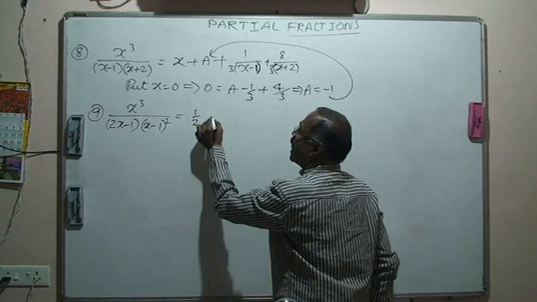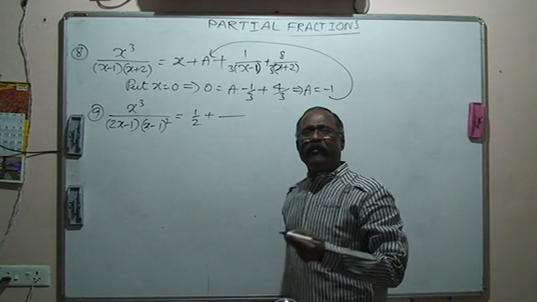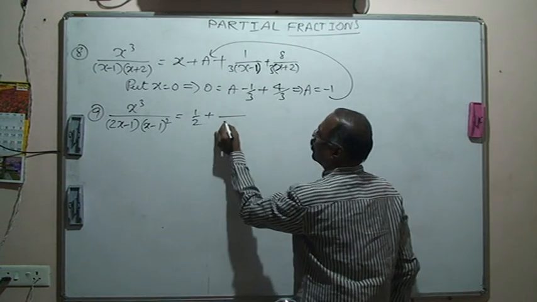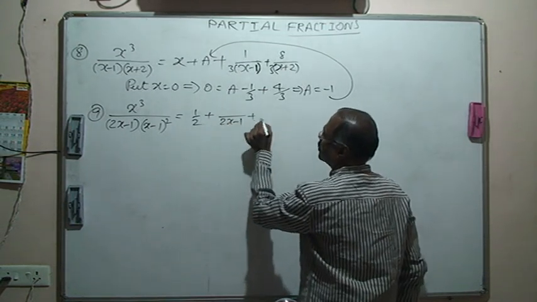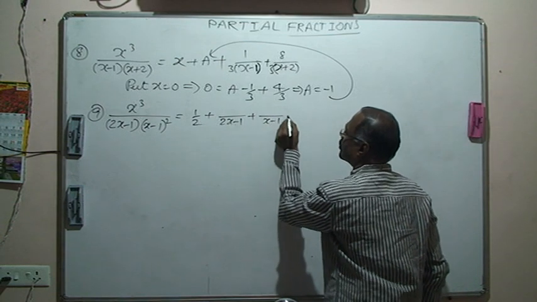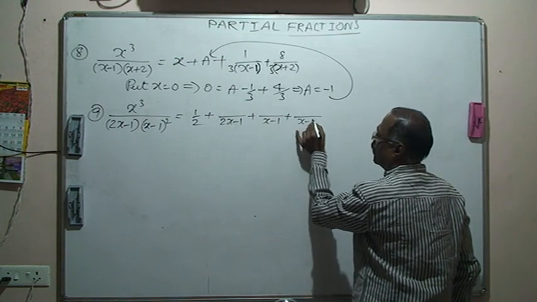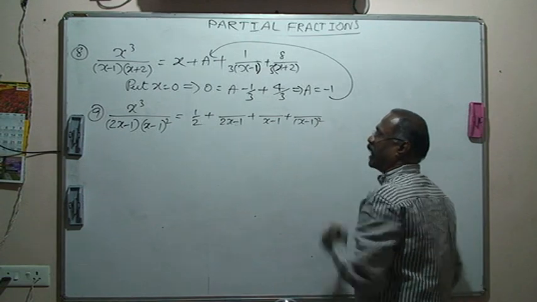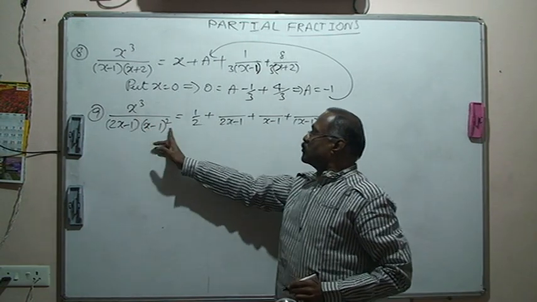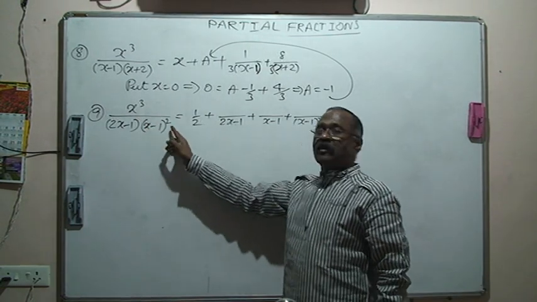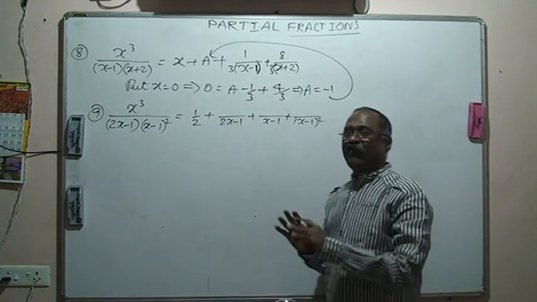That's all. Now, everywhere but not there. 2x minus 1, this is x minus 1, this is x minus 1 whole square. How many fractions do we have to write? This is power 1, power 2, 1 plus 2, 3 fractions we wrote.